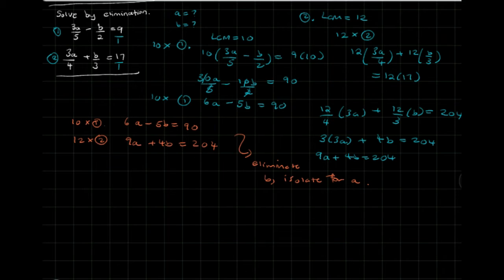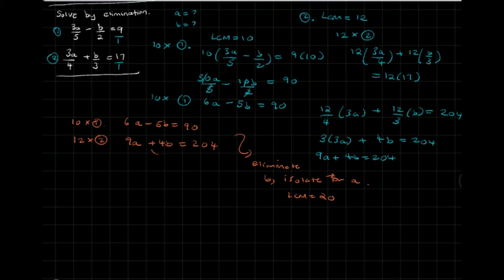Okay, so let's eliminate b, isolate for a. And if you want to eliminate b, what you want to do is make the coefficient the same for the first equation and the second equation. We have negative 5b here and positive 4b. Let's find the lowest common multiple for those. Let's call it 20, right? I'm going to make both of them 20 so I can cancel them out much more effectively.